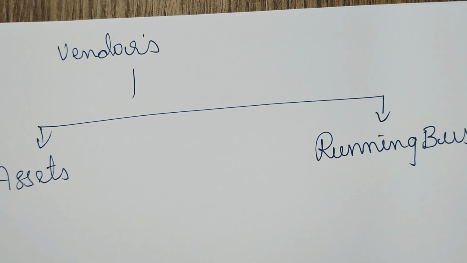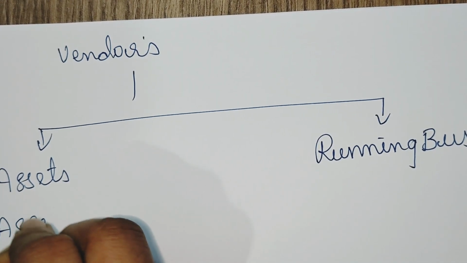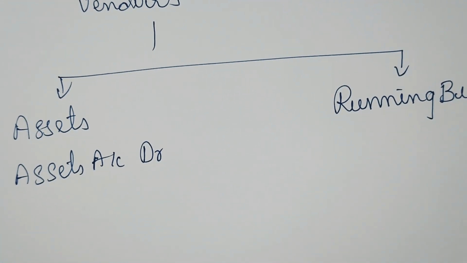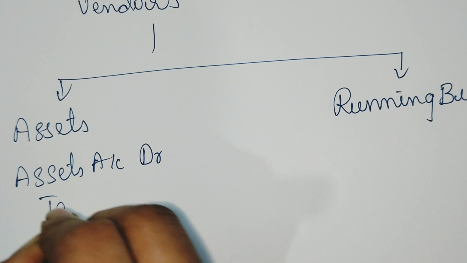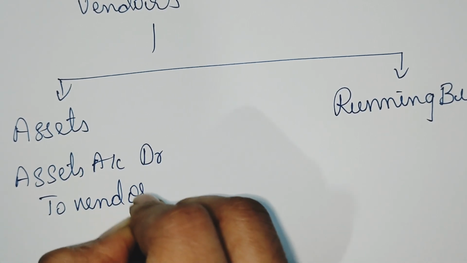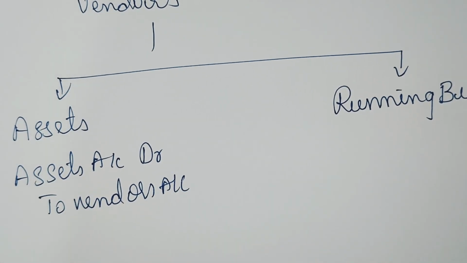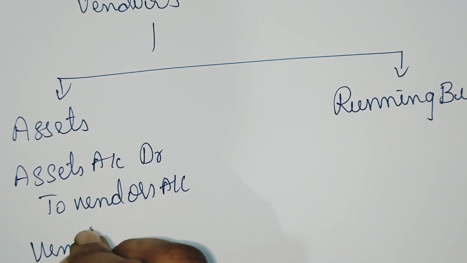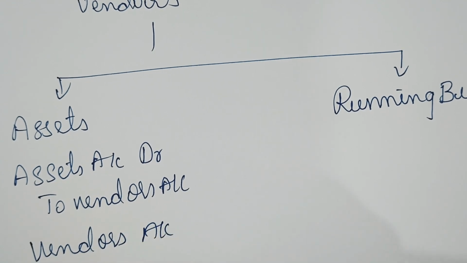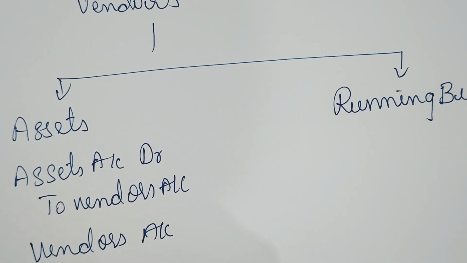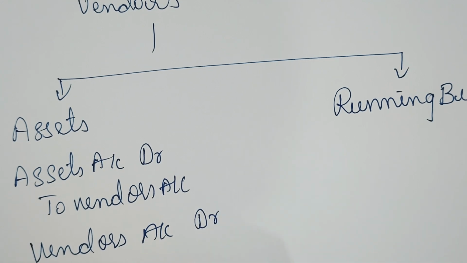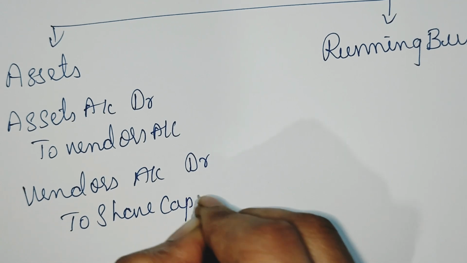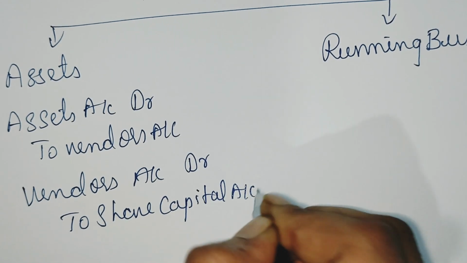Now, in case of asset, you are debiting all asset accounts to the vendors account. To transfer this to the capital account, you are debiting the vendors account. Everywhere the entry is the same, just one single change: Vendors account debtor to share capital account.